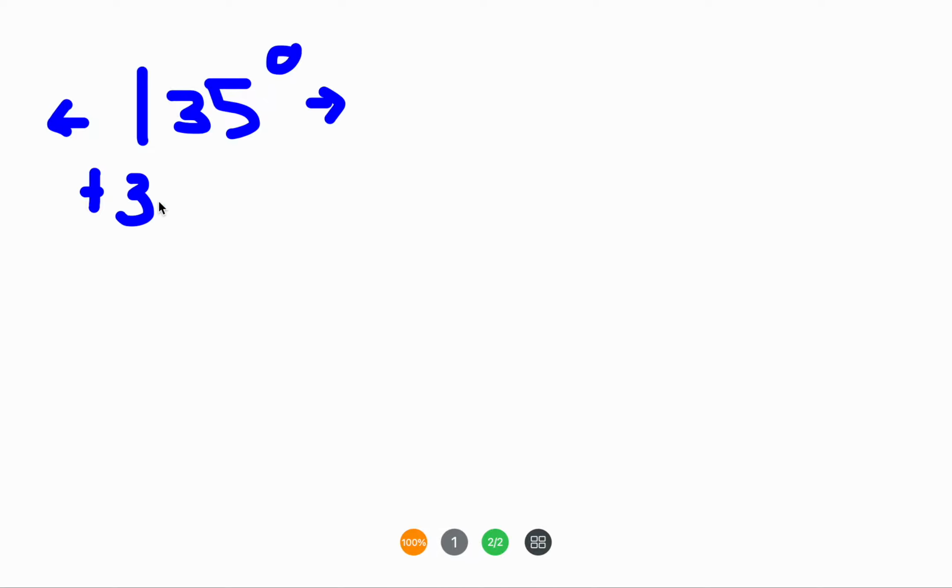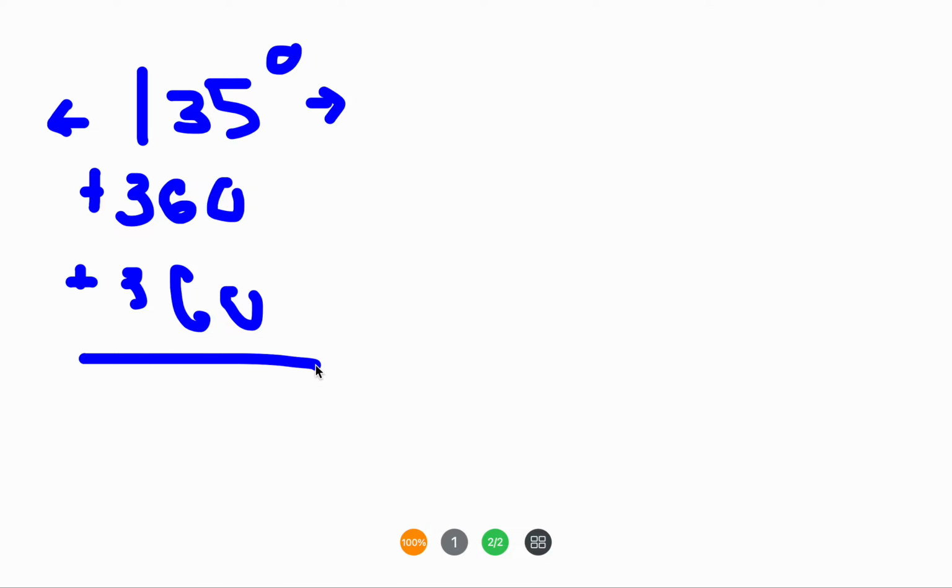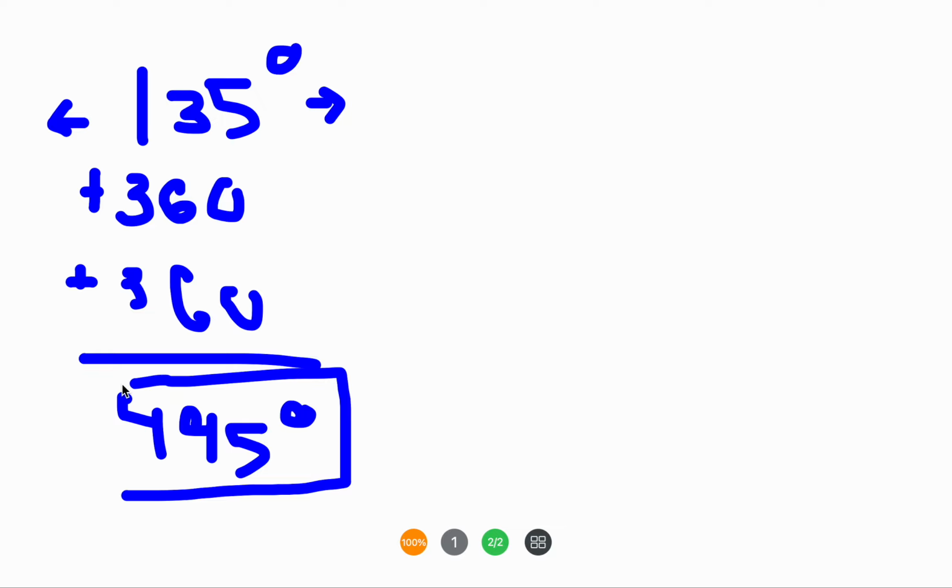So it's like another full rotation. If you want, you can add more and more 360s for coterminal angles. We will just focus on the first one. 135 plus 360 is 495. So that is the positive coterminal angle.